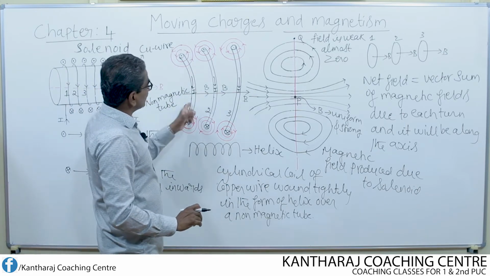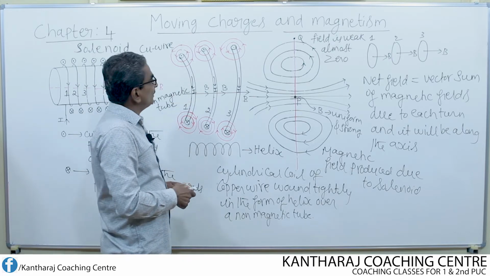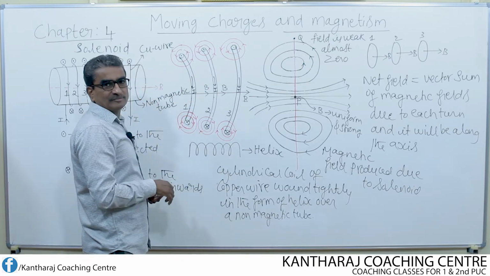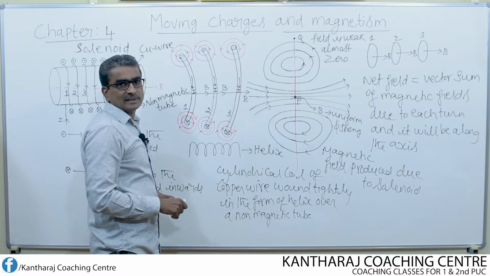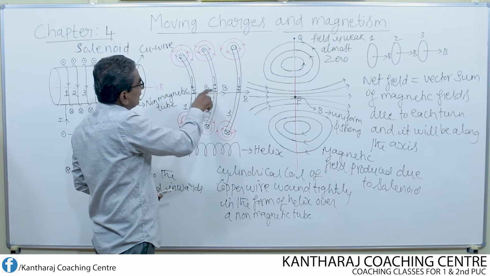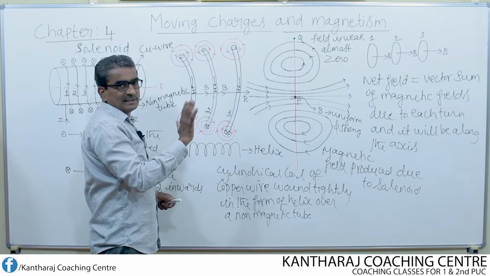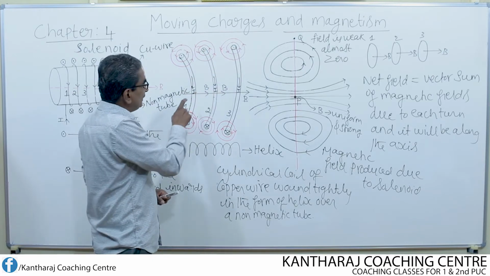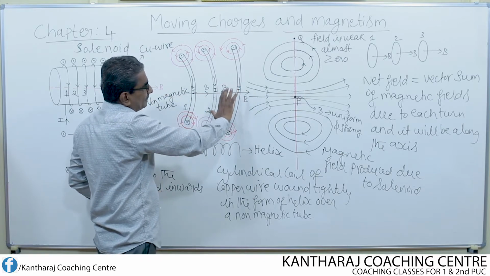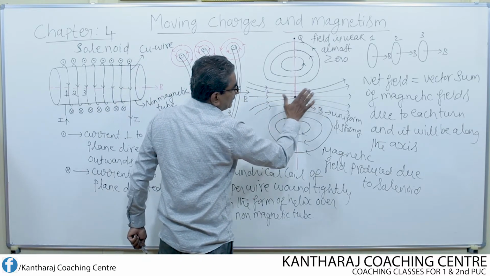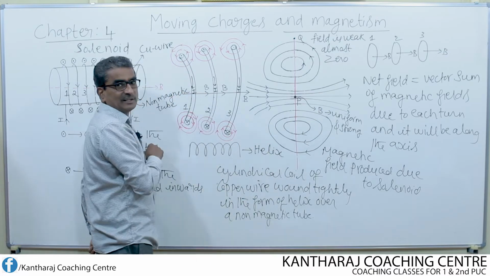You just consider the second figure once again. What will be the magnetic field in a direction perpendicular to the axis? Due to each turn, the field lines are in the form of concentric circles, and due to each turn the field gets added up, and when the field gets added up, totally the field will be like this, which is uniform and strong inside the solenoid.